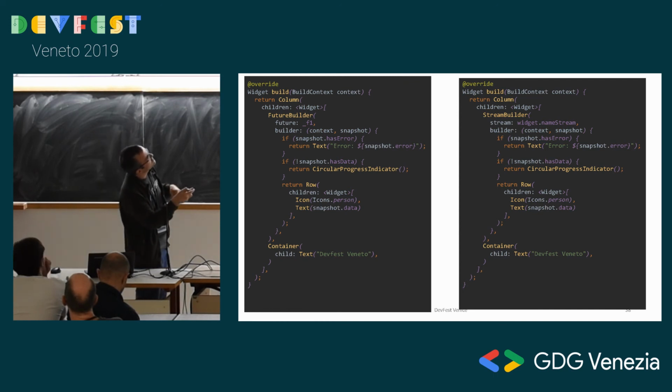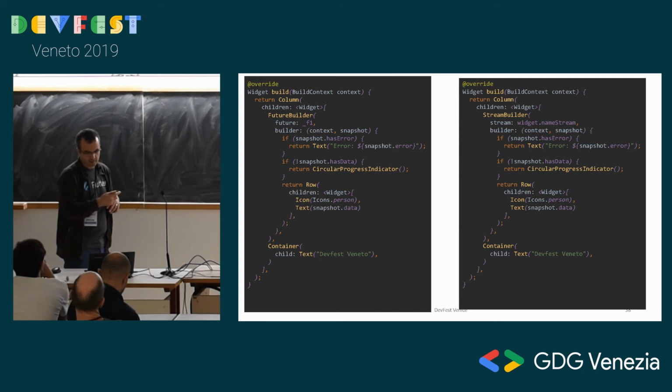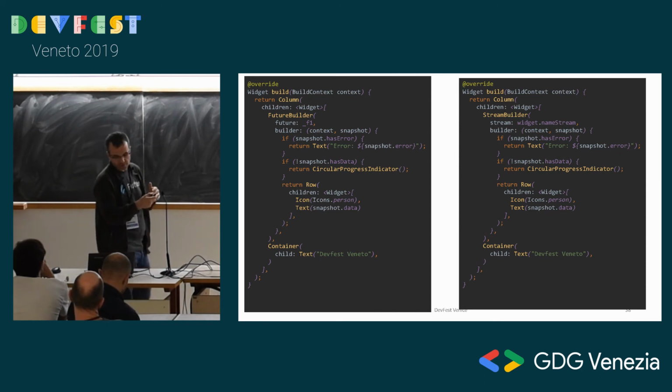Similarly, for the stream builder, nothing much changes. You get a stream from somewhere, and then similarly you build your UI. Pretty much almost the same, yes. Okay, there's an alternative. You don't have to use the future builder, because sometimes people look at this and wonder, okay, what's going on here? I just want to see my UI elements.